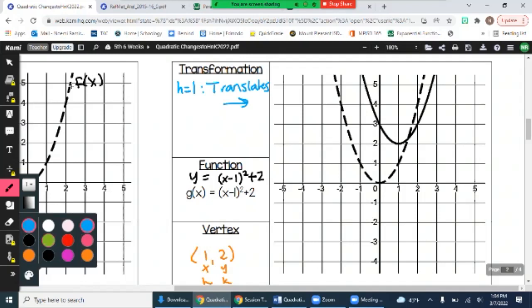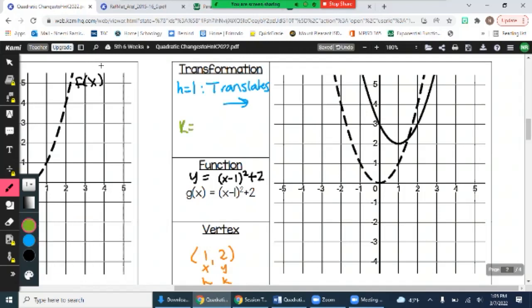All right, and what about K? K is +2. So if K is +2, it's going to shift which way? Shifts up. Translates to the right 1, shifts up 2. Vertex to vertex, right 1, up 2. From dotted to solid every time. Ready?